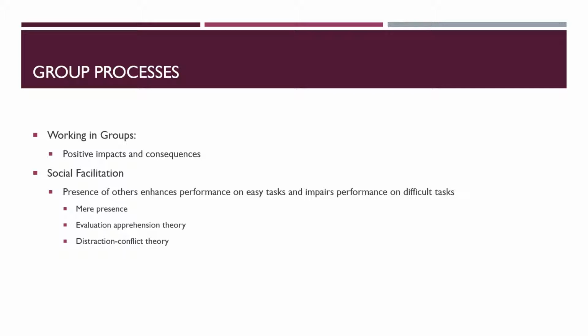Some of the other ideas of why social facilitation occurs include mere presence. The mere presence of another individual or multiple individuals is enough to produce social facilitation. The evaluation apprehension theory is the idea that the presence of others will produce social facilitation when we feel like we're being evaluated or monitored. And the distraction conflict theory is the theory that the presence of others will produce social facilitation when we feel like they're distracting from us. So when the presence of others is distracting to us, it can create an attentional conflict.